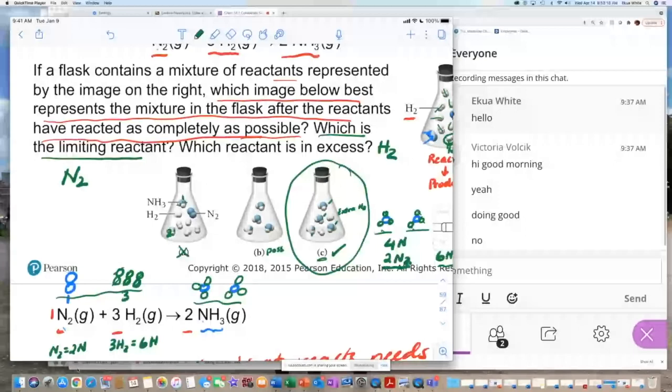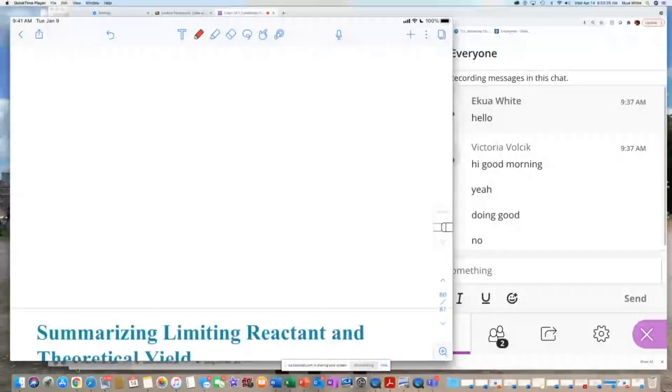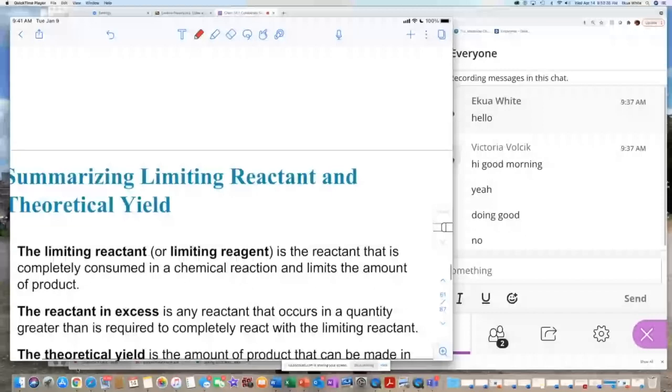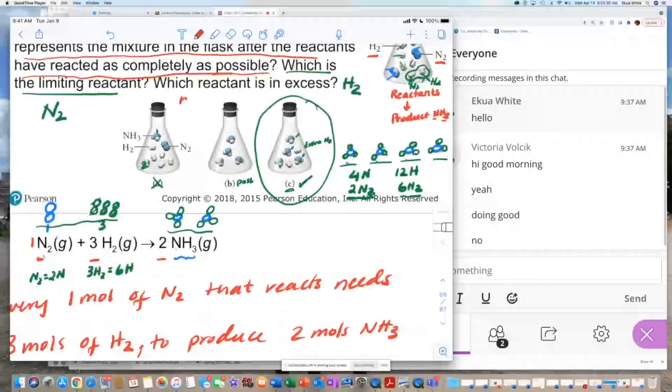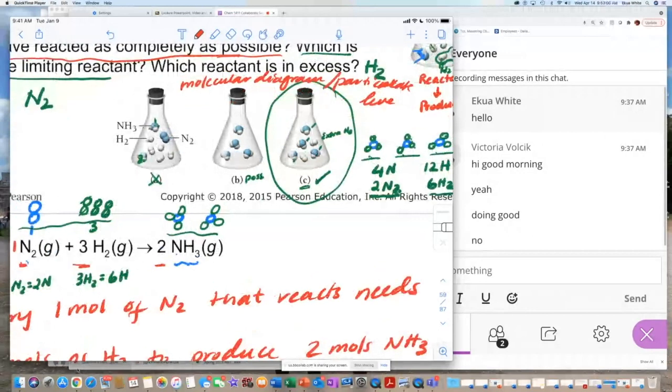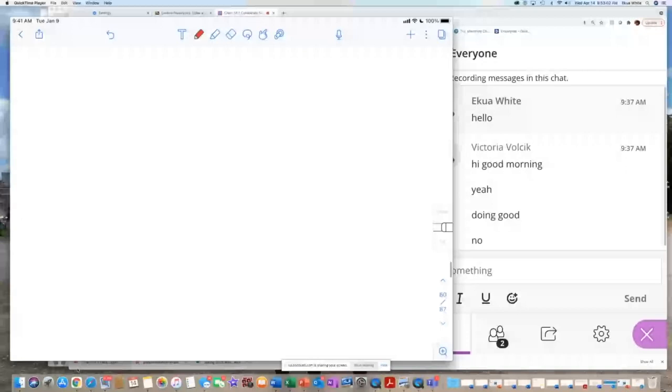That you have to learn in this class, this is a goal you have to reach: being able to use a picture like that, a particulate level. So this is called a particulate level or molecular diagram. It's just showing you what is going on in the balanced equation from the view of the particles, the molecules and stuff. So now that we see that, we can then move on.